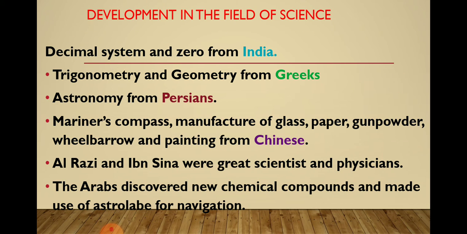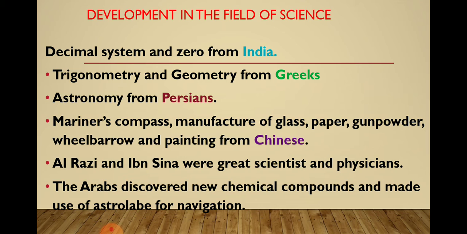Now, development in the field of science. These are the four important points for the different things they accepted from different places. Very important, you have to study this, and from where they took the decimal system and zero can be asked in the exam, so study it carefully. Decimal system and zero they accepted from India. Trigonometry and geometry from Greek. Astronomy from Persia. Mariner's compass, manufacturing of glass, paper, gunpowder, wheelbarrow, and painting from Chinese.